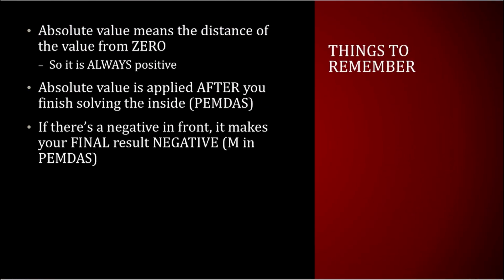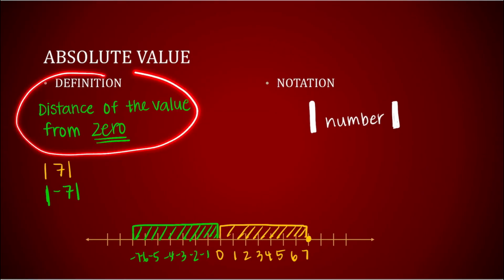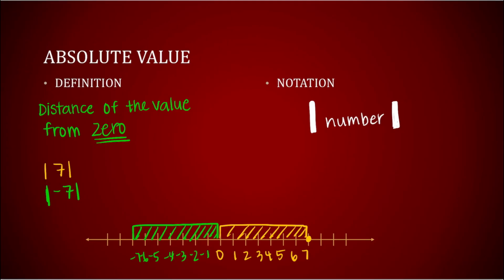So some things to remember: absolute value means the distance of the value from 0. So the absolute value is always positive. But it's applied after you finish solving the inside. Just like in PEMDAS, you would solve the inside first of the parentheses before you move on. So in absolute value, you do the inside first, and then you apply the absolute value. If there's a negative in front, it makes your final result negative. It's basically the multiplication step in PEMDAS instead of putting it at the beginning. I hope that helps. We're going to do a little bit more practice as we go forward, but the main thing here to remember is absolute value is the distance of the value from 0, and it will always be positive.